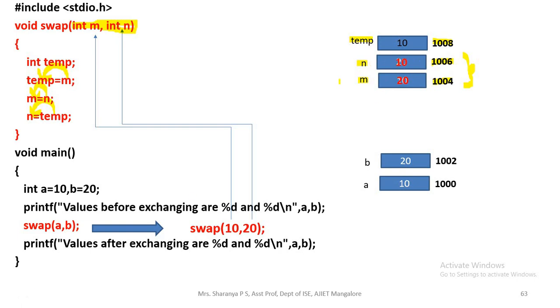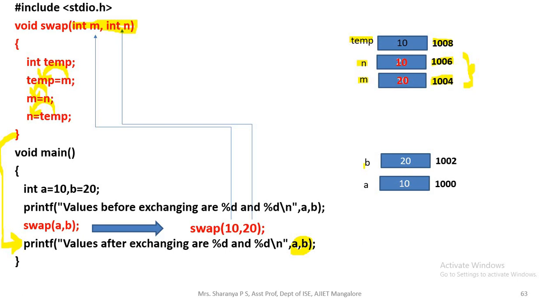So, the current m and n values are 20 and 10 respectively, present in the memory locations 1006 and 1004. So, my question is, what is printed once the swap function has executed? The control will come back and it is going to execute the statement printing values after exchanging. My question is, what is the value it is going to print? That is, we are printing the values of A and B back onto the screen.